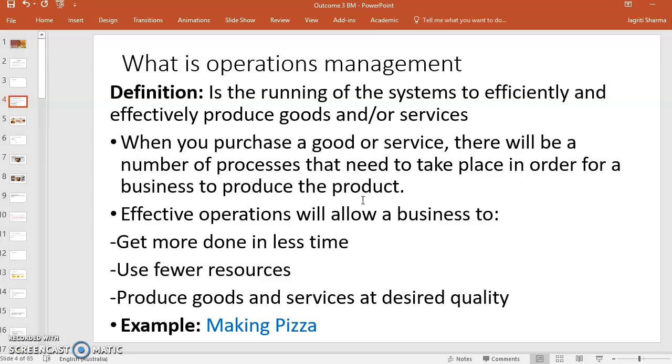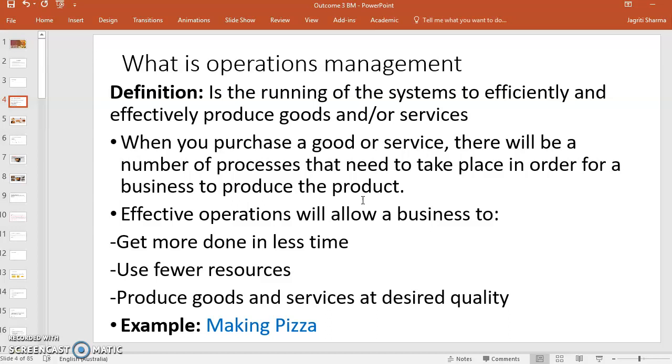Now, in order to be effective in the operations of your business, you need to get more done in less time, so your processes need to be efficient. You need to get much more work done in a lesser amount of time and use fewer resources. Again, as I said, optimum utilization of resources, so using your resources to their full potential, not wasting a single bit of them. Now, producing goods and services at desired quality.